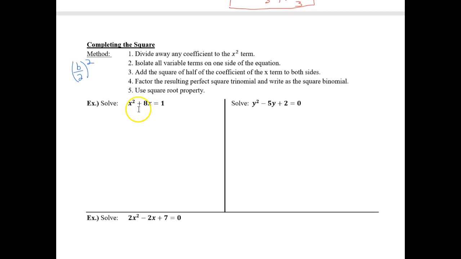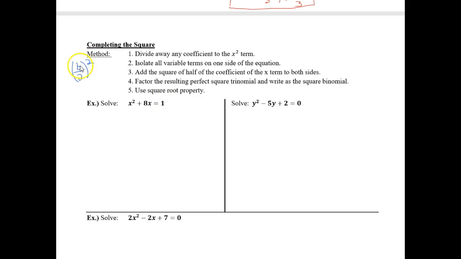So the way we're going to do this is, again, get it into this form that I have here, meaning if there was a coefficient, you need to divide it away. Like this example down here, you're going to divide that 2 away. You're going to isolate the variable terms. So all I want is the x squared and the x on the left-hand side and the constant that is not the factorable term on the right-hand side.